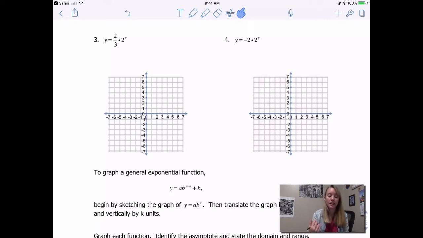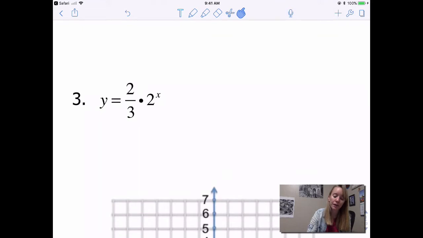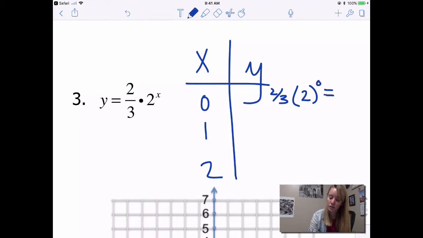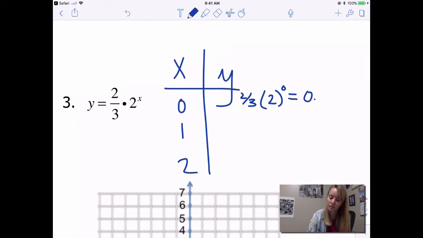A couple more of these. I would probably, if I were you, pause the video, see if you can do these by yourself, but I'll keep going. If I make a table x and y, I plug in 0, 1, and 2, I get 2/3 times 2 to the 0, which is just 2/3 or 0.67, or if you even want to round to the 10th, 0.7. Then 1 is 2/3 times 2 to the 1st, which is 4/3 or 1.3.